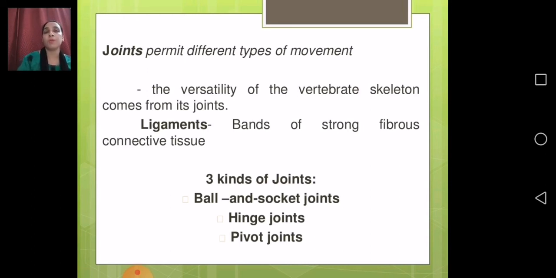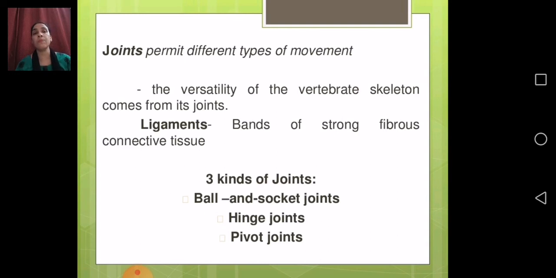Then where two bones are placed together, in between we will find ligaments. What do ligaments do? They are bands of strong fibrous connective tissue which are very much responsible for movement. Now, three kinds of joints are there. A simple definition of a joint: the point where two bones meet is called a joint.